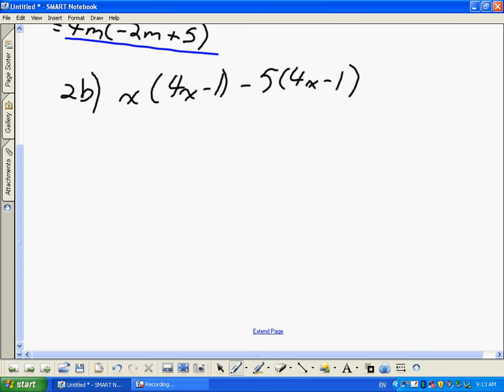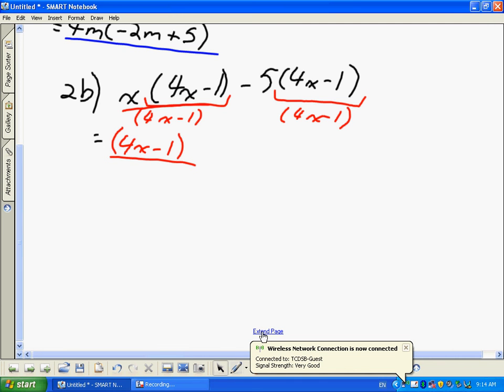Okay, 2b. I have x times brackets 4x minus 1 and -5 times 4x minus 1. This one looks different, but it's actually the same idea. Assume we're multiplying x by our brackets and -5 by our brackets. Well, the common term here is 4x minus 1 and 4x minus 1. That means I can divide all this, both of them, by 4x minus 1. So that 4x minus 1 comes to the outside.